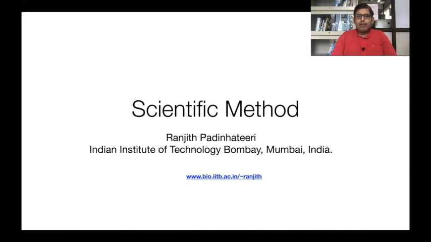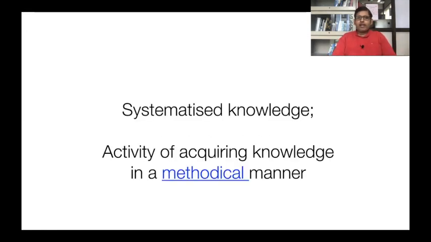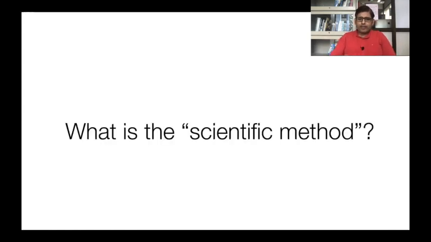This lecture is aimed at students who are starting to do research in science. So let's start with this question, what is science? We know the dictionary meaning is a systematized knowledge. And when we say we are doing science, we are doing that activity of acquiring that knowledge in a methodical manner, right? But the important point there is what is underlined, that is the methodical manner. So there is a method. What is this scientific method?